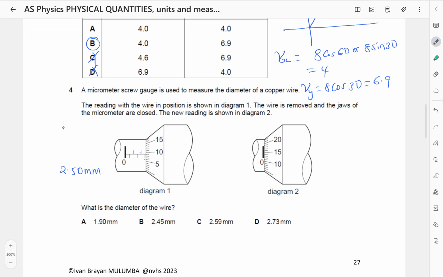Then the thimble scale reading, that is the scale which rotates. The other one is normally called the sleeve scale, and this is the thimble. So this is 5, 6, 7, 8, 9. The 9th division is the one perfectly in line with that central line. The thimble scale reading is always divided by 100. So this is going to be plus 0.09 in millimeters. So this gives us 2.59 millimeters as the reading there. This is not the answer here because we want the diameter.